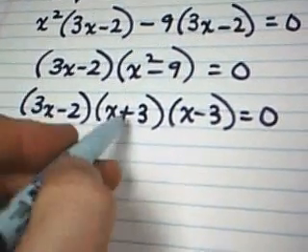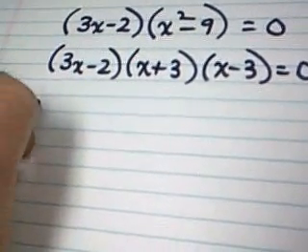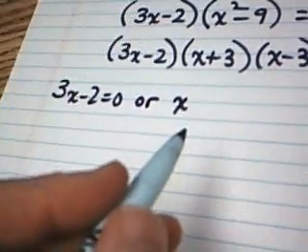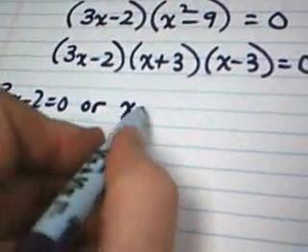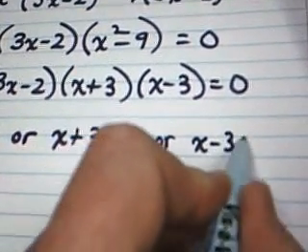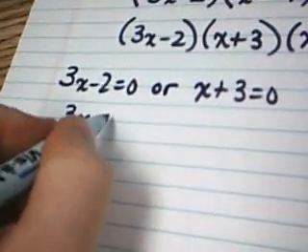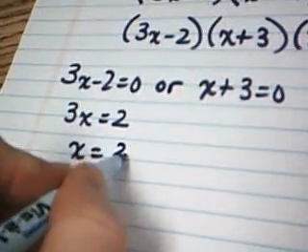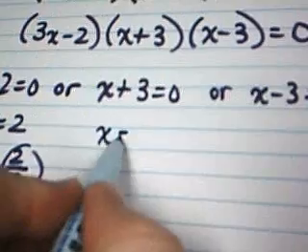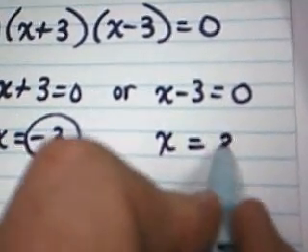But in this case, we have 3 factors multiplying together to give me 0. So either the first factor is 0, or the second factor is 0, or the third factor is 0. In this first case, 3x is equal to 2, therefore x is 2/3. In the second case, x is negative 3, and in the final case, x is positive 3.